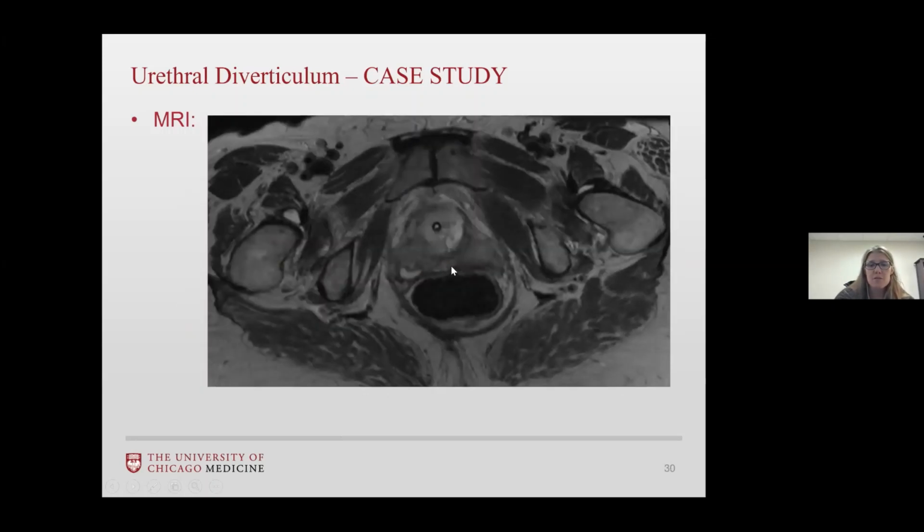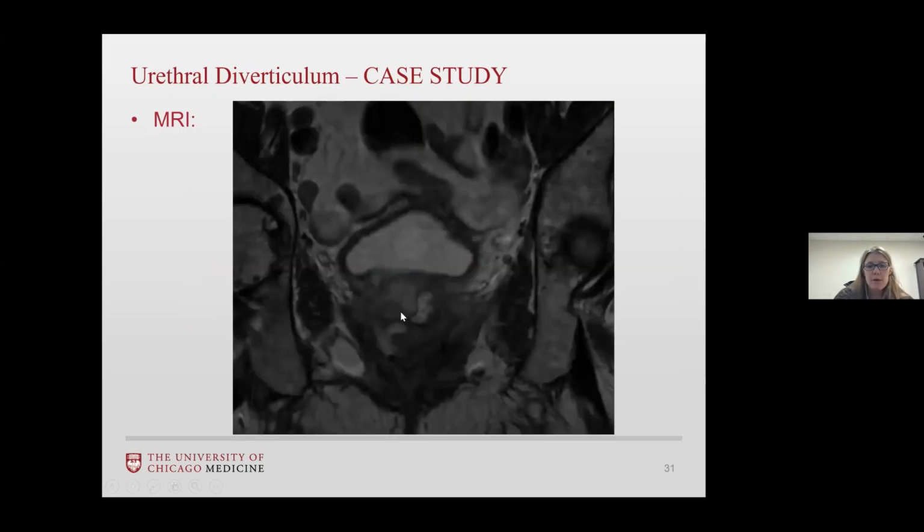And coming down through it. So you can see this, just this periurethral mass here. And again, right here.